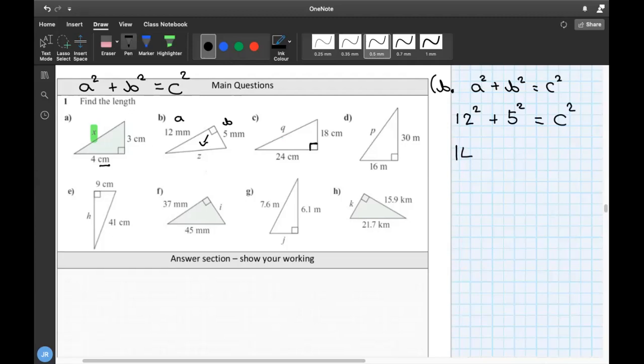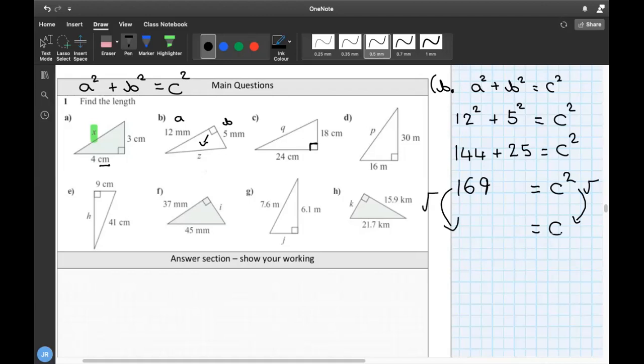Next, I simplify. 12 squared, 12 times 12, 144. 5 squared, we know from the last question, is 25. And that's all equal to C squared still. Next, I need to add them together. 144 add 25 will give me 169. I now want to try and find C. To get from C squared to C, you are square rooting. So I need to do the same thing here. I need to square root that 169. I now need to think backwards. What number multiplied by itself gives me 169? It's going to be 13. What were my units this time? My units were millimeters.